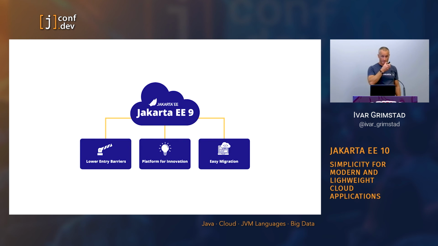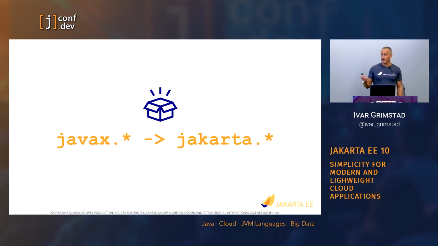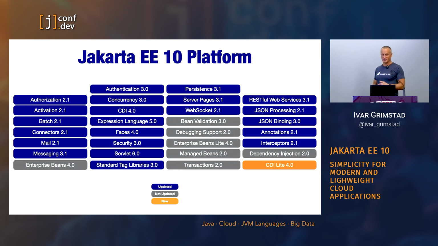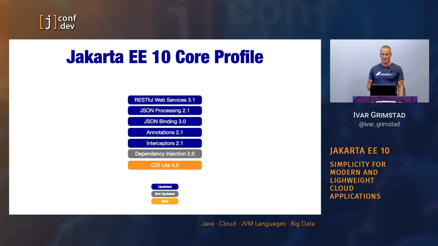To sum up, EE 9 was all about the namespace. We're past that. It's easy to migrate. It's just to follow these 6 steps, and you're on 9. And 9 is no place you want to be, so we want to go to 10, and 10 has a lot of new stuff. The migration from 9 to 10 is very easy. It's only the CDI thing that you need to think of. Core Profile is new if you want to create small applications, compile to native, microservices. Core Profile is the place to go.